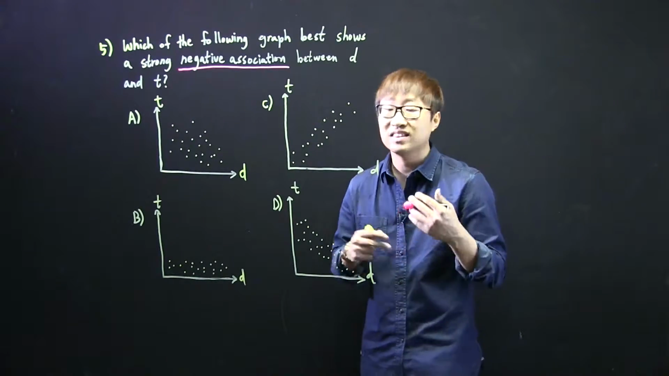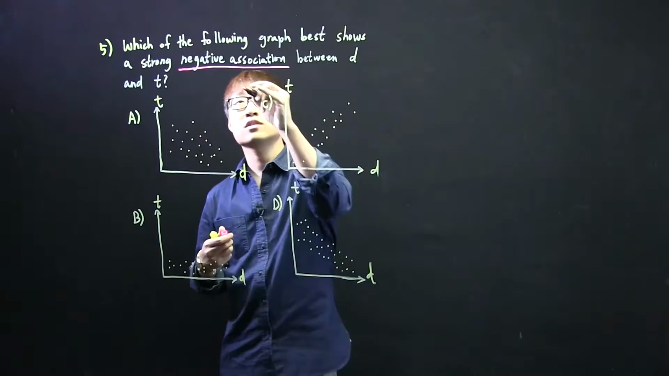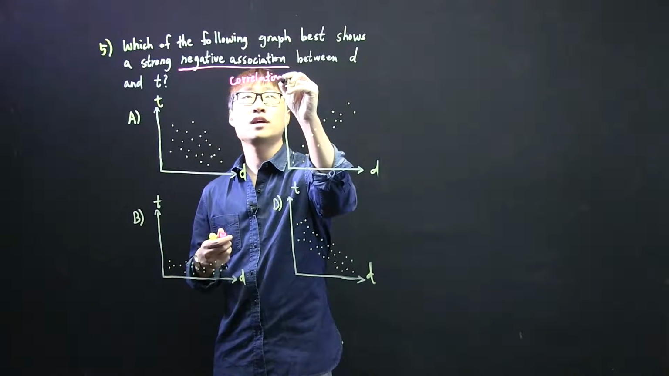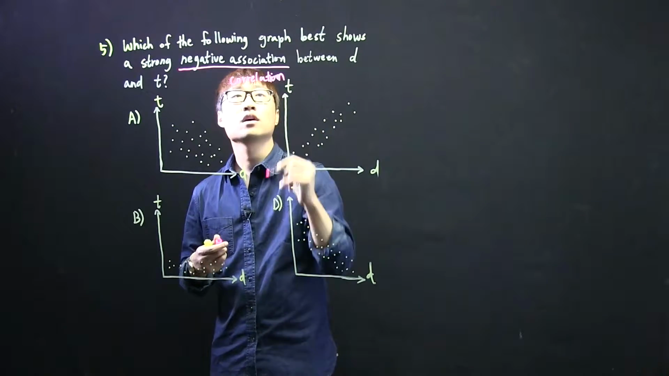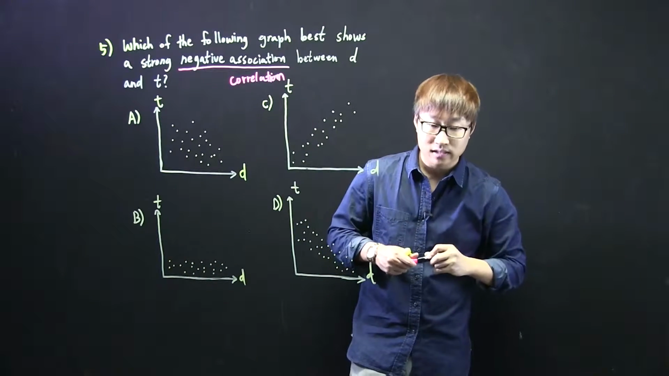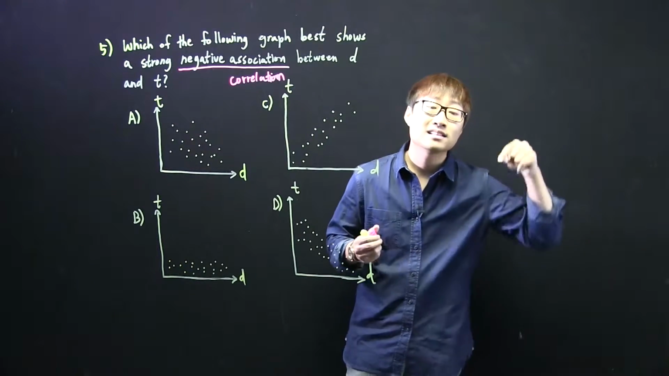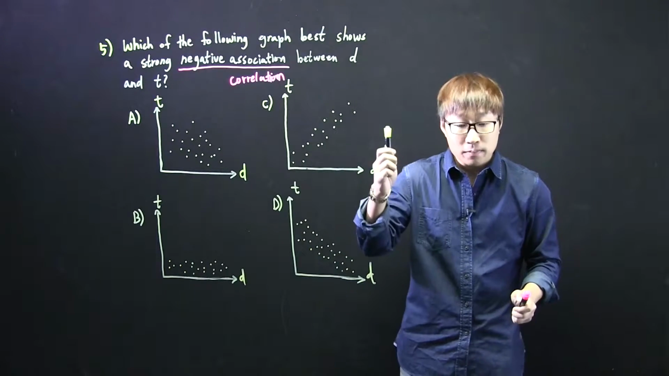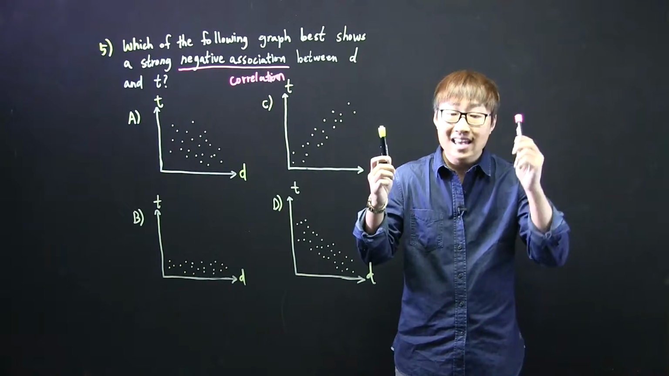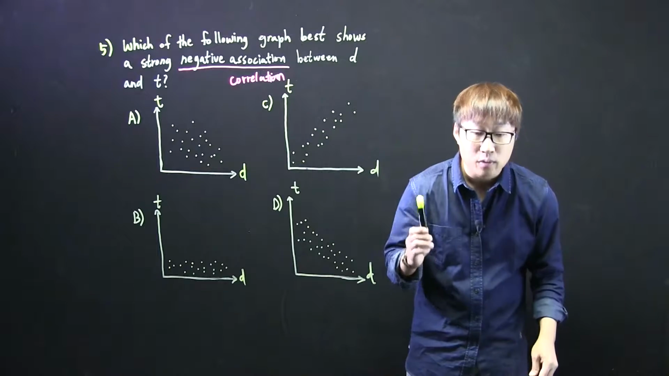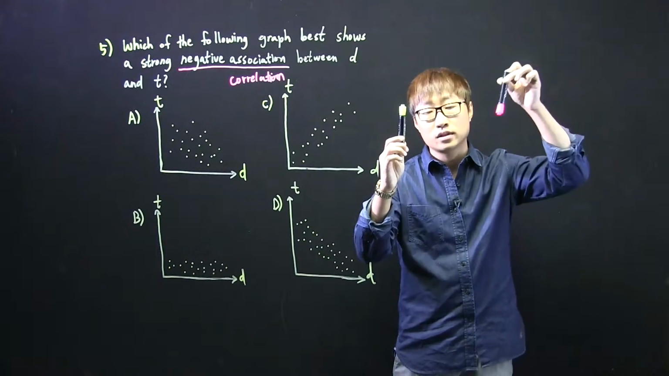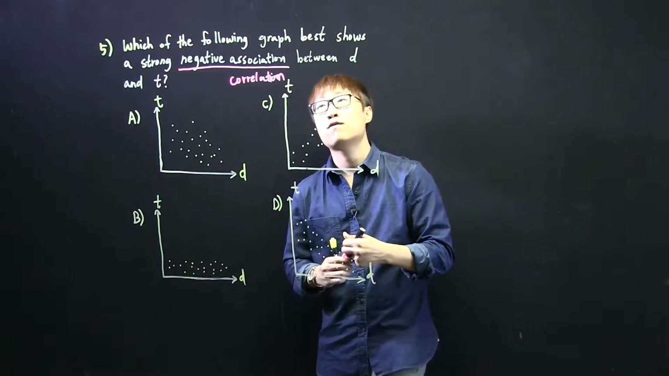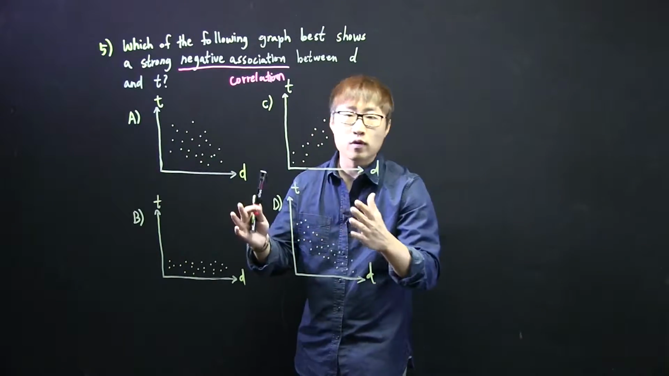When they are talking about negative association, another term for association would be correlation, right? Negative correlation or negative association, they are talking about when one variable increases, the other variable decreases, right? So positive association would be one goes up, the other goes up. Negative association would be one variable goes up, the other variable goes down. Does that make sense?